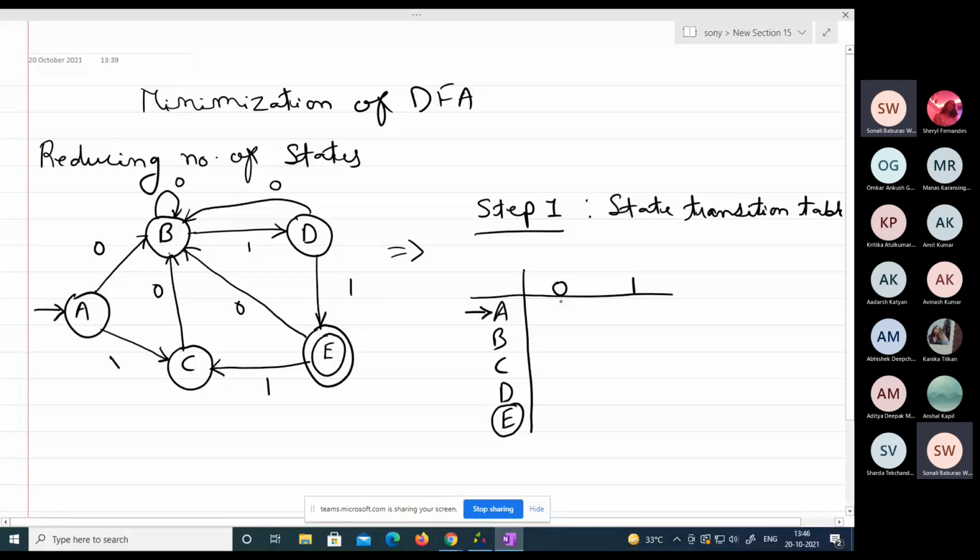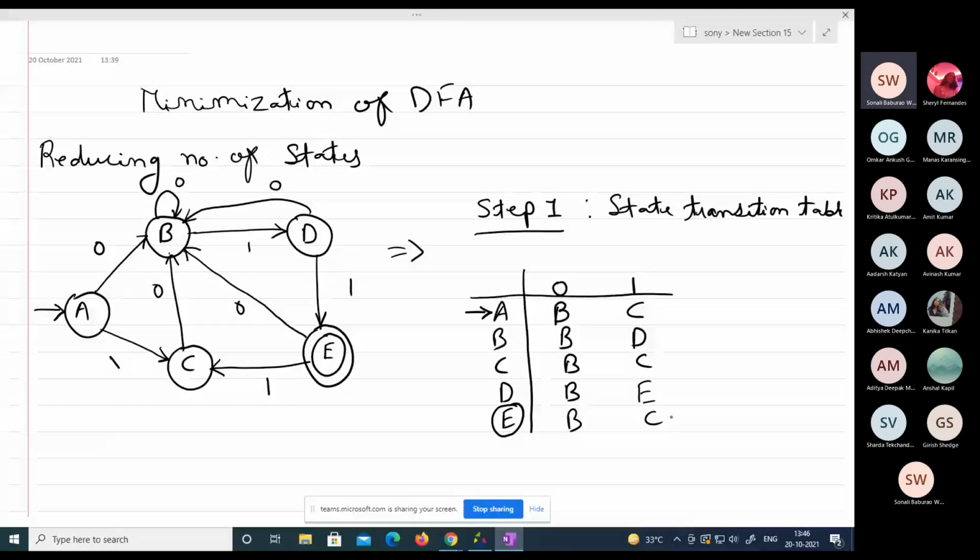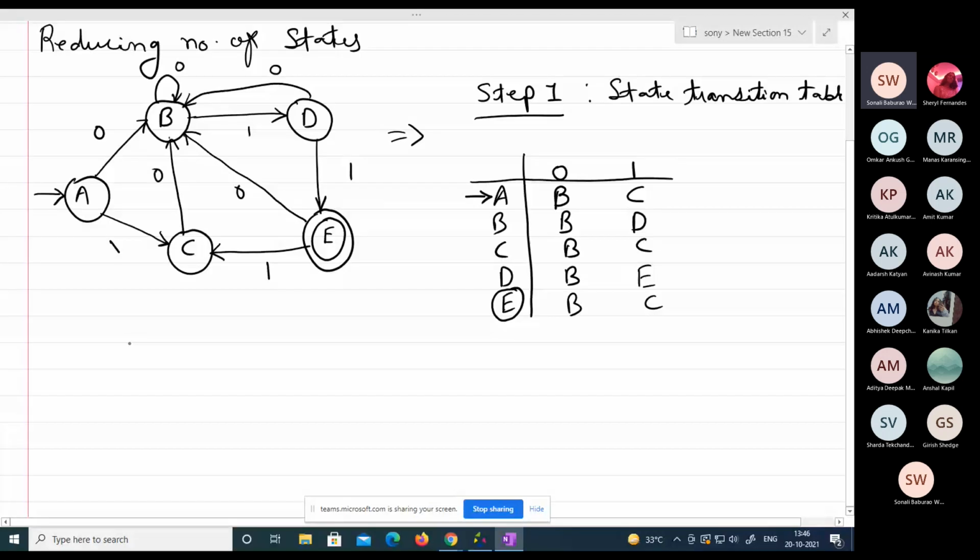Then you have to write over here the transitions: B, then C, B, D again. Over here, B, C, then B, E, and then B, C. This is my state transition table. This is my first step. Now, for minimizing a DFA, step 2 is computing the equivalence.